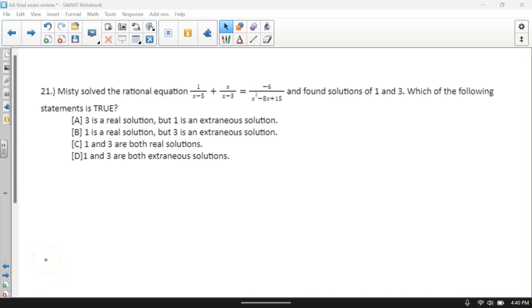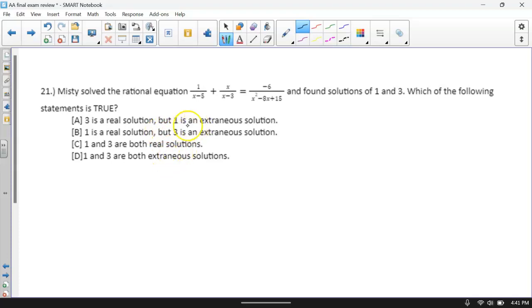Hey y'all, so in this video for the final exam review, I'm now going over the rest of the questions. So starting at number 21. So with this equation here, now keep in mind the question is asking about the solution.